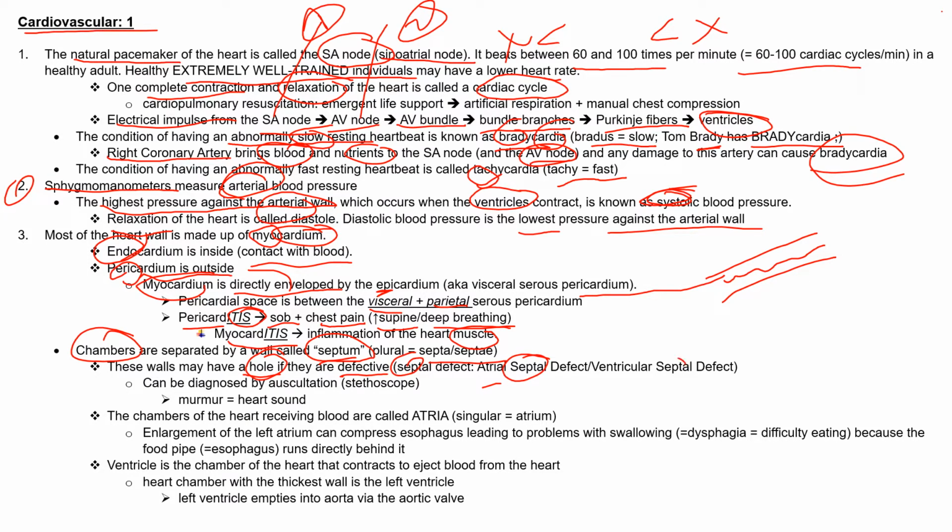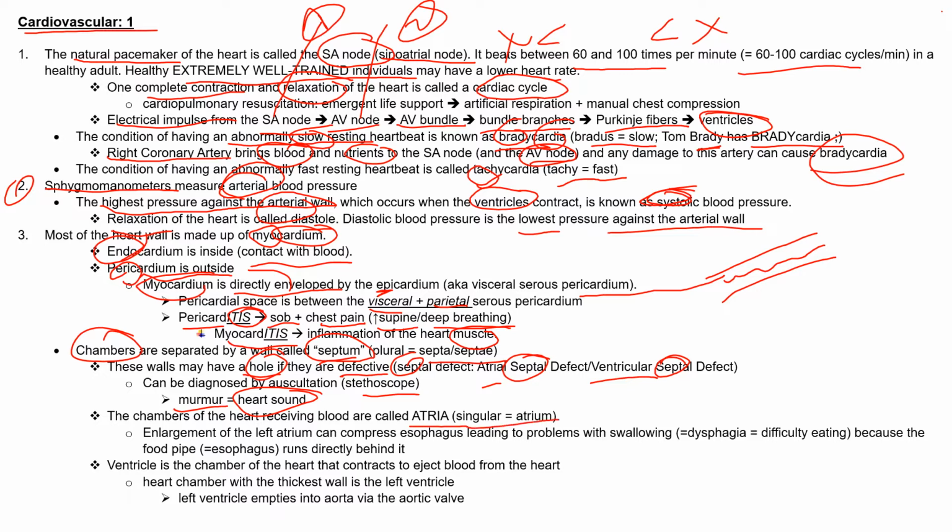If it's in the ventricle, we call it ventricular septal defect, and you can actually hear it using a stethoscope. All right, and when we do hear a heart sound, we call it a murmur.